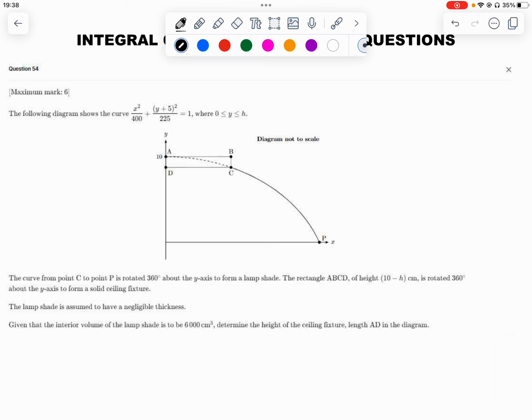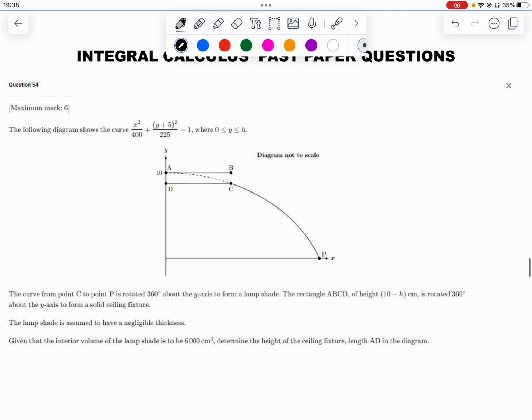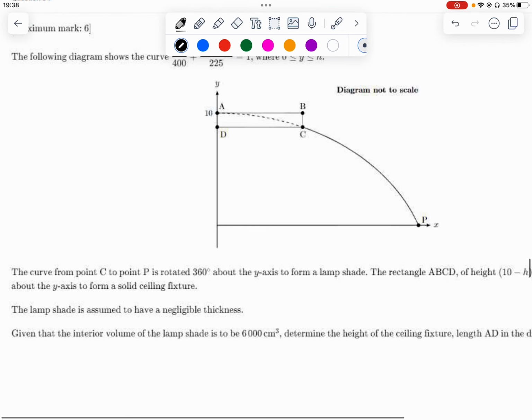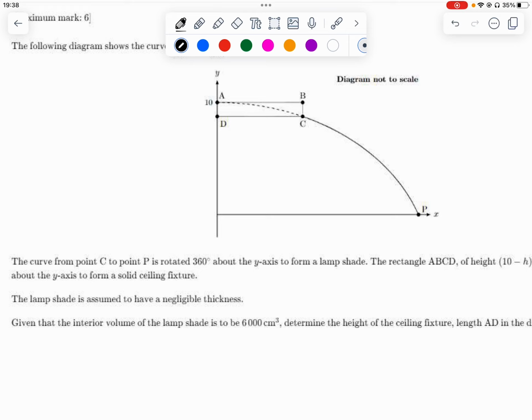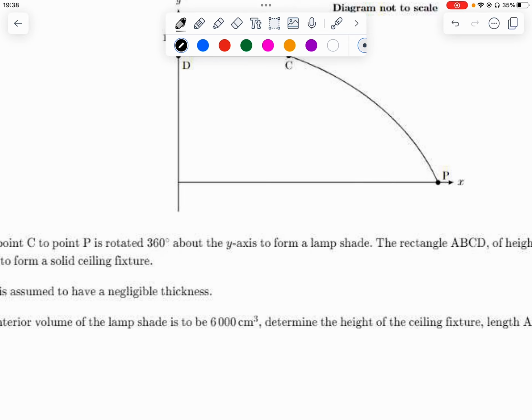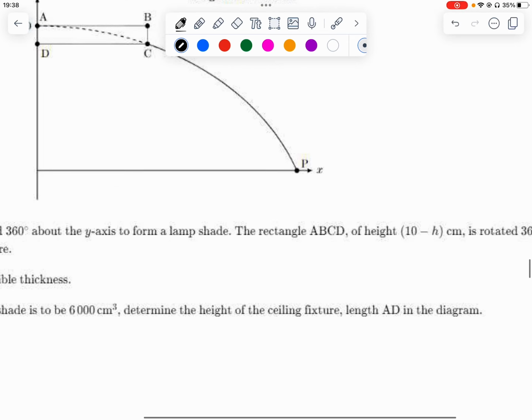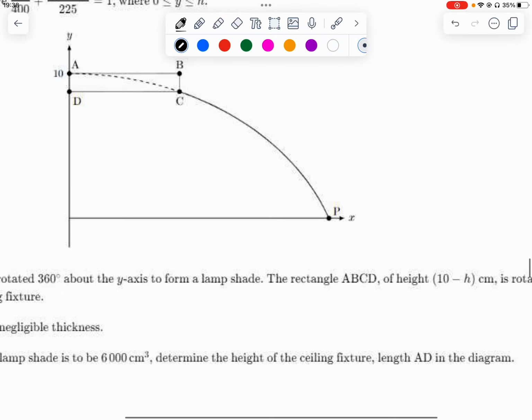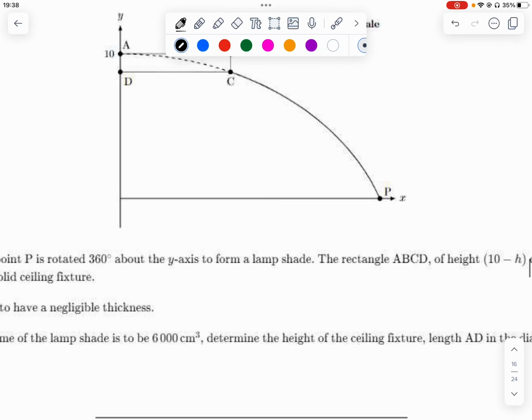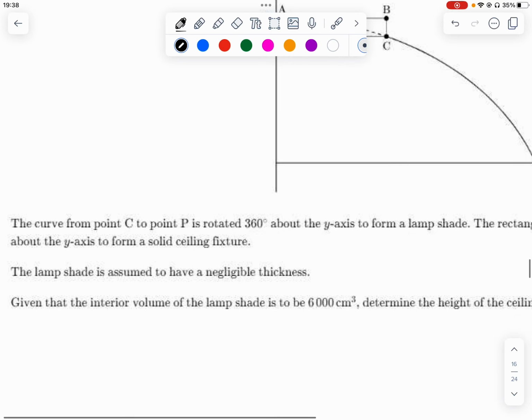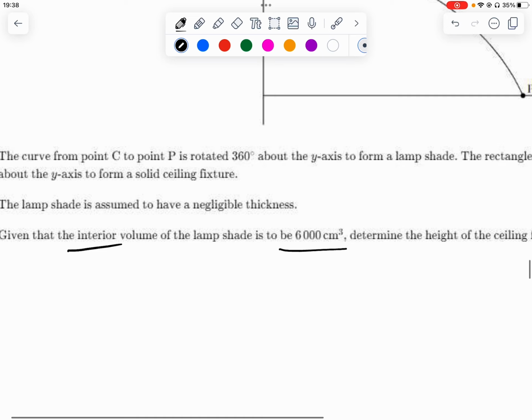So in question number 54, what is being asked? The following diagram is this equation. Then the curve at a point C is rotated 360 degrees about the y-axis on the lamp side. The rectangle ABCD of height 10 minus h is rotated 360 degrees about the y-axis to form a solid ceiling fixture. The lampshade is assumed to have negligible thickness. Given that the interior volume is 6000, determine the height.